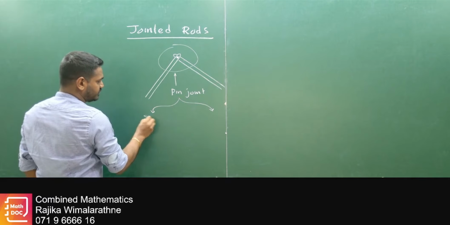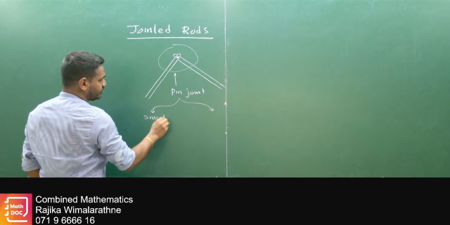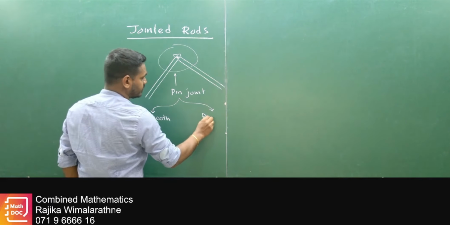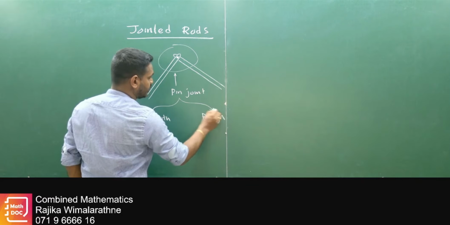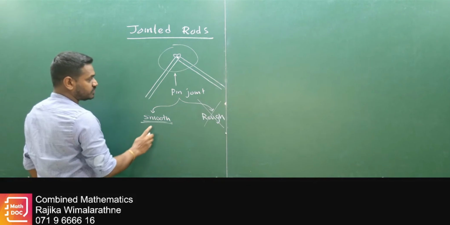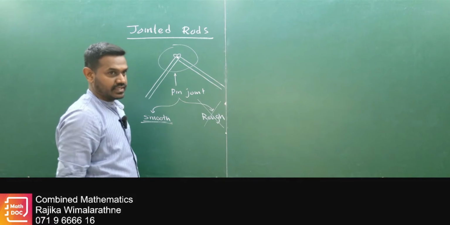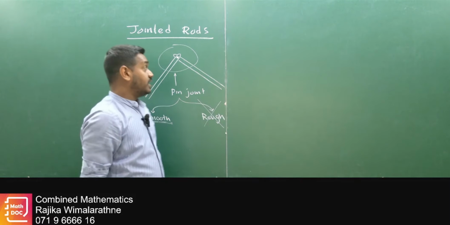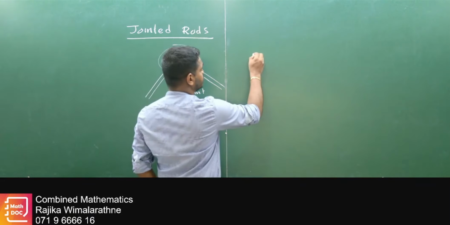One is called smooth pin joint and the other one is called rough. Don't worry about this rough part, no need to analyze that, but we need to analyze the smooth pin joint. Now you consider the smooth pin joint here.